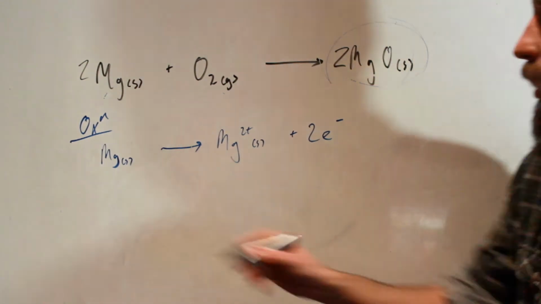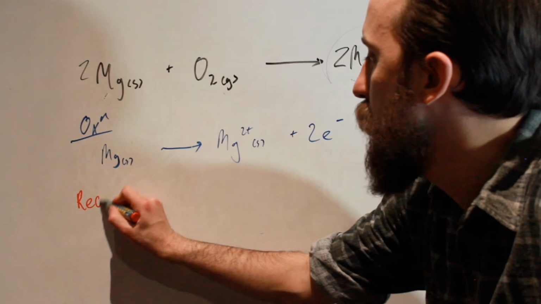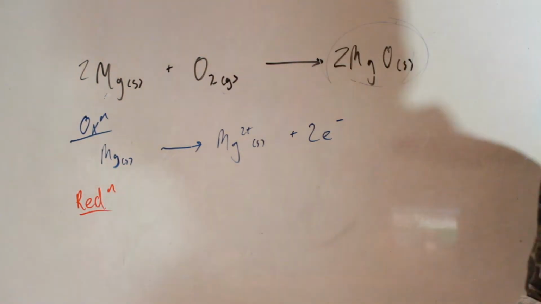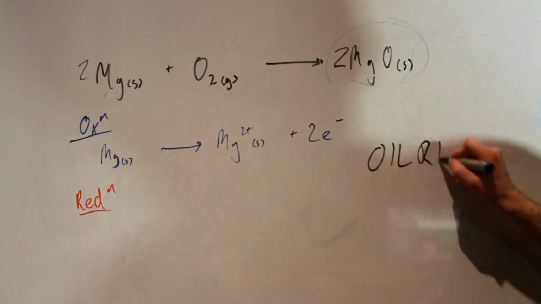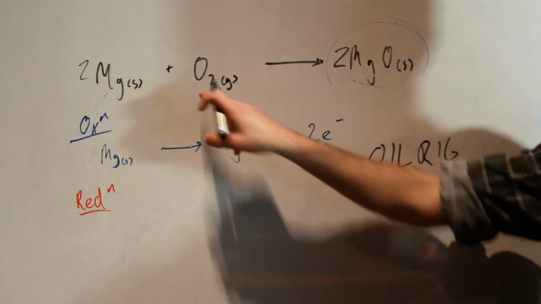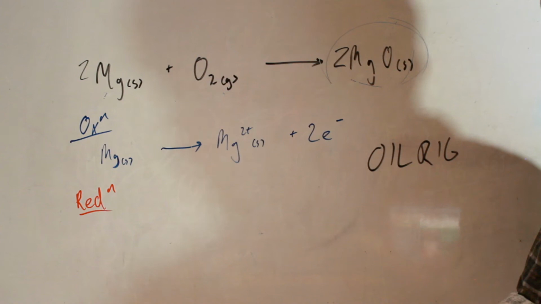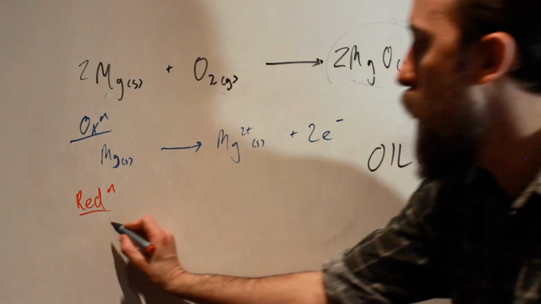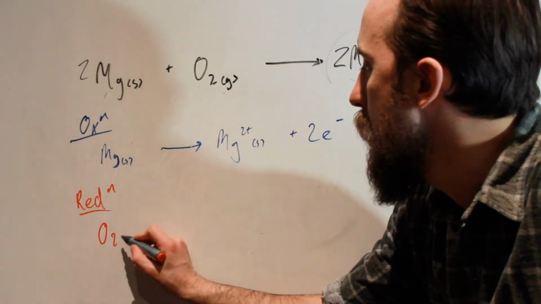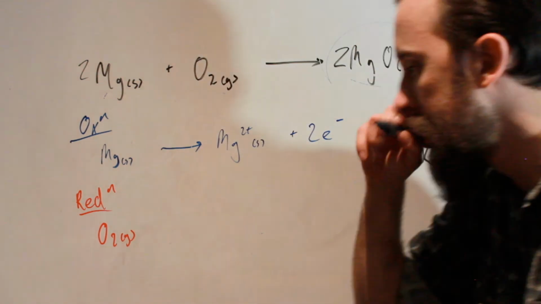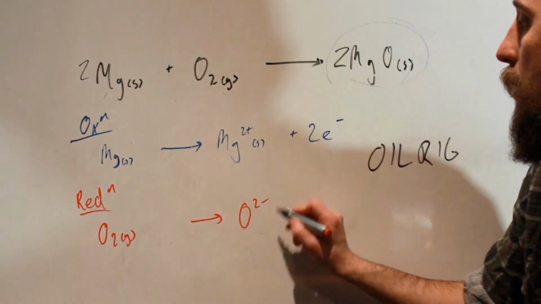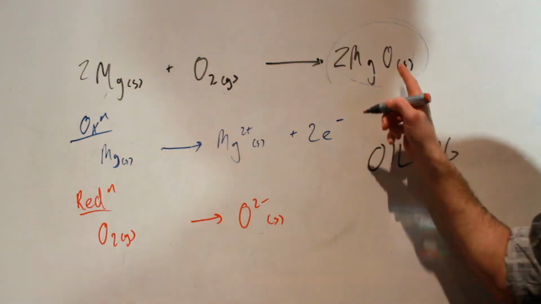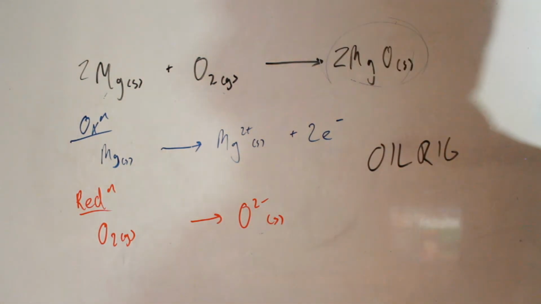Right, so let's have a look at our reduction reaction that we have here. Remember our OIL RIG: oxidation is loss, reduction is gain of electrons. And what's gaining the electrons is the O2. So I've started with the O2 in the gaseous state, and what I'm forming is an O2 minus in the solid, in this ionic compound.